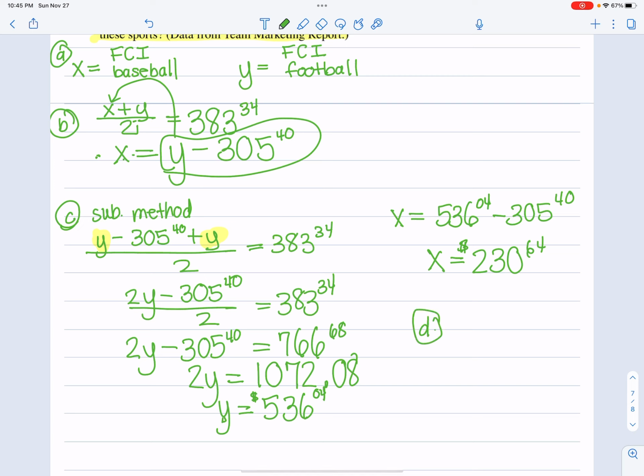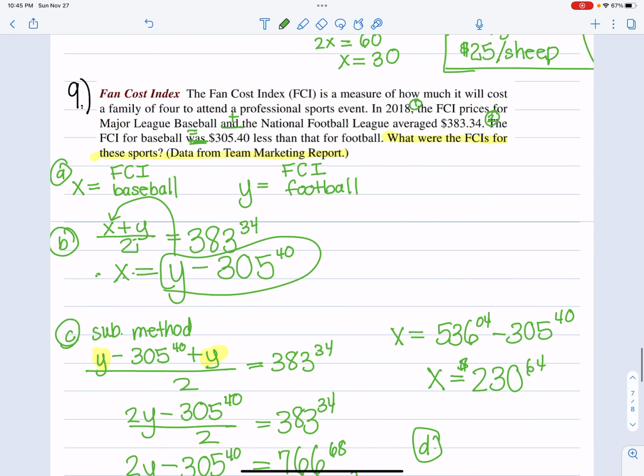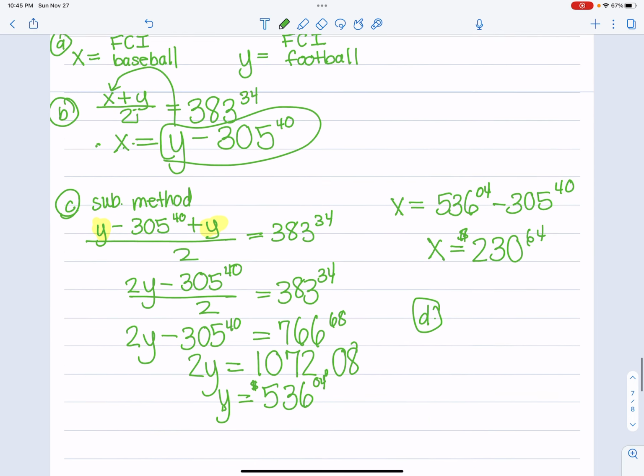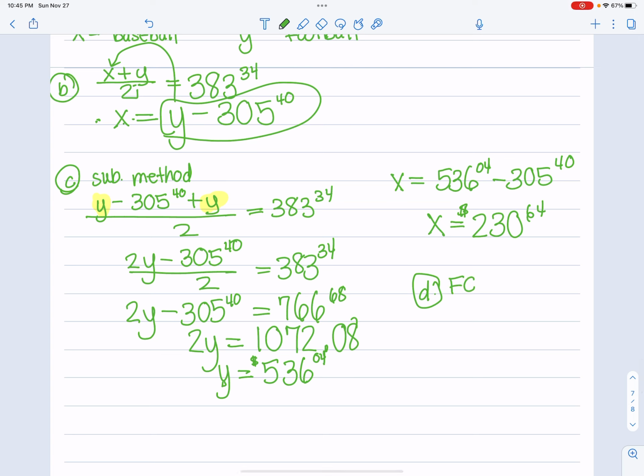D. Okay? So it wants to know what were the FCIs for both sports. The FCI for baseball was $230.64. The FCI for football is $536.04. So we found it, okay? In my answer, I got to have my money symbol.